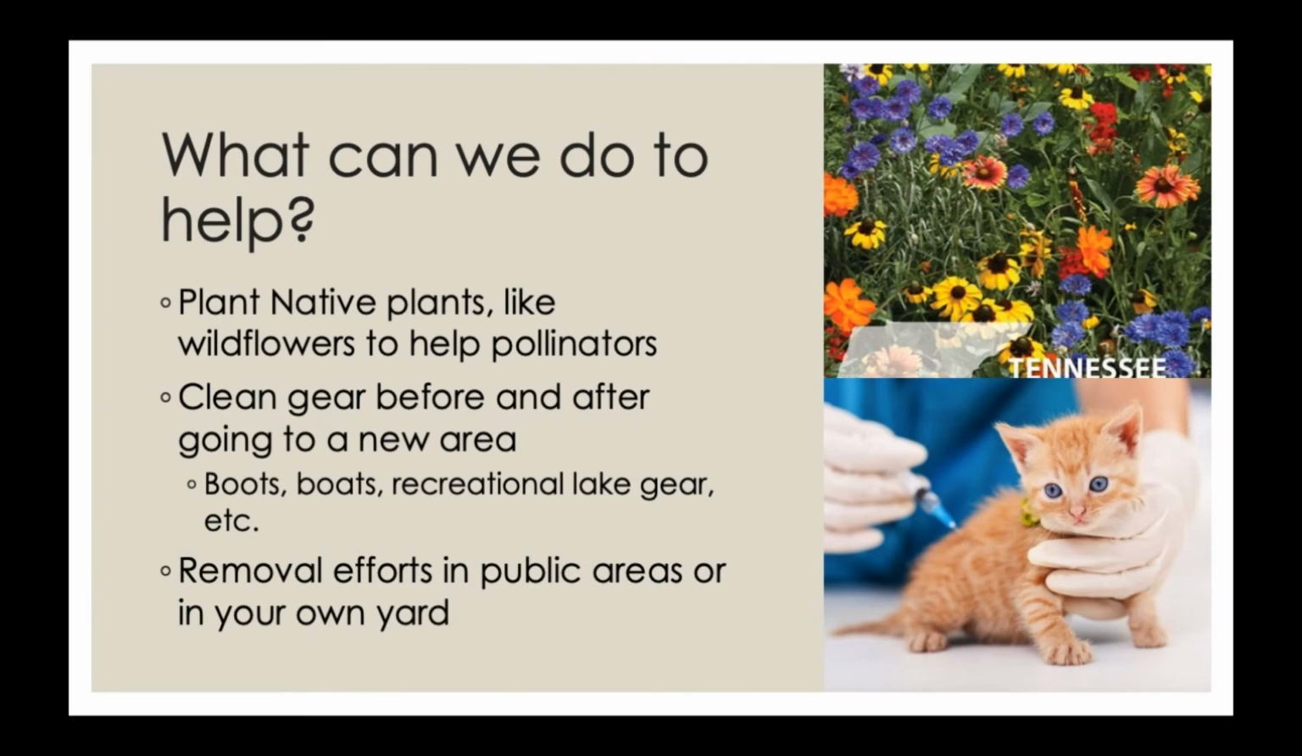So the first thing we can do is we can plant native plants like wildflowers to help with pollinators. So this will attract pollinators, really important pollinators like bees, to come into the area and help keep it very successful for native wildlife. And then this is also going to take up more space so that invasive species can't grow here.